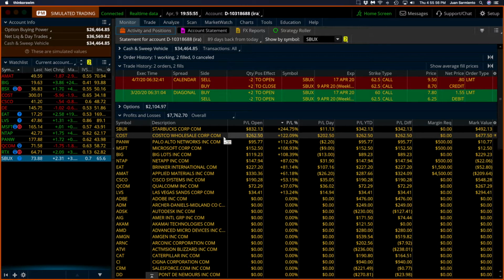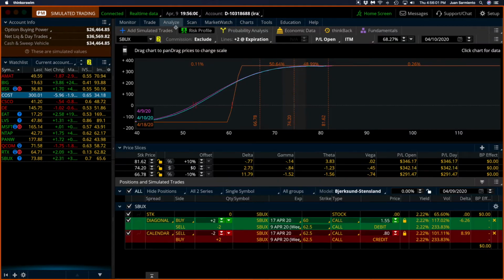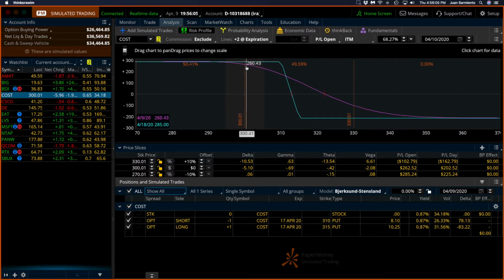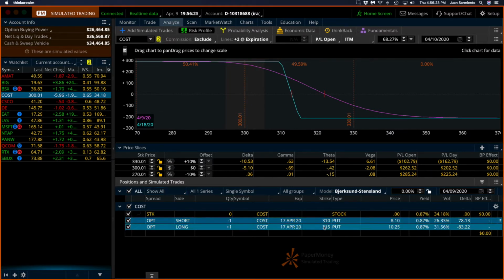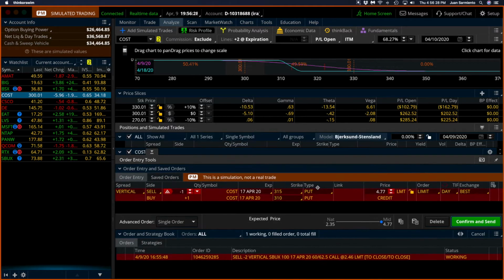Costco is a bearish trade. Let's take a look. Costco went down significantly today. And here it is. Show all. And we are right here. And this is expiring also next week. And the difference between the current profit and the profit that I would have is only $20. Same thing as the Starbucks. It's time to just take my profits and run.